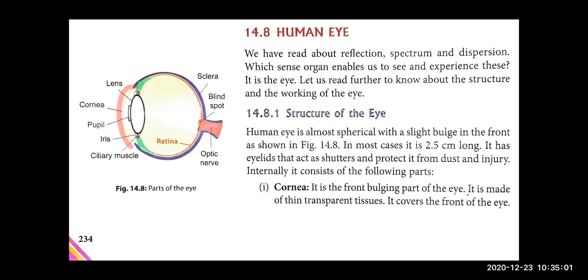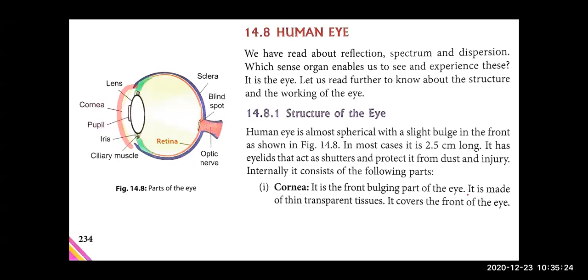So the first part of the eye is cornea, that is the front part, and it is bulging outwards, and it is very thin and transparent, right? It is a transparent tissue. It covers the eye, and the light enters from the cornea into the eye. This is your first part, that is cornea.